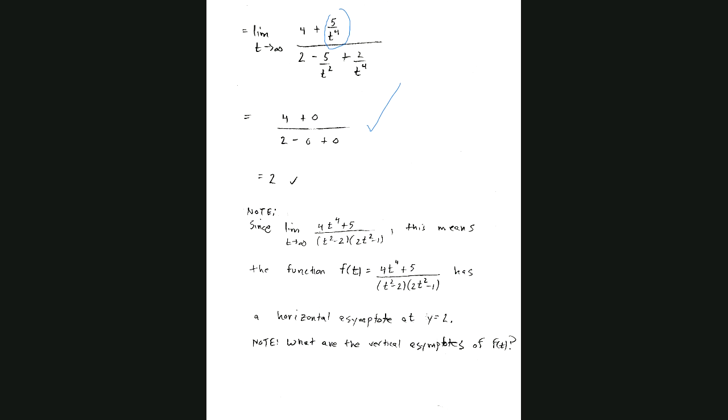And these three terms here go to 0 in the limit. So now that I've taken the limit, I don't have the limit here anymore, right? The limit's not here anymore because I took the limit. And the limit of the rational function as t approaches infinity will equal 4 plus 0 over 2 minus 0 plus 0. Hence, you get 2.